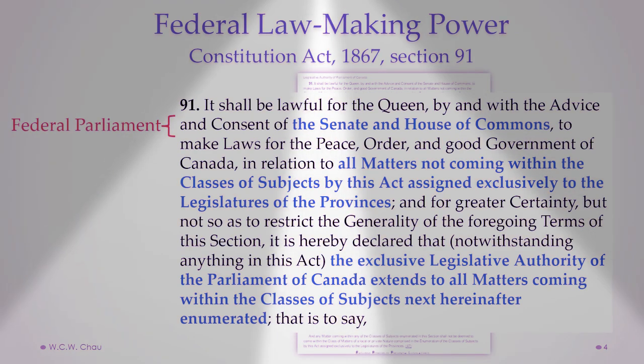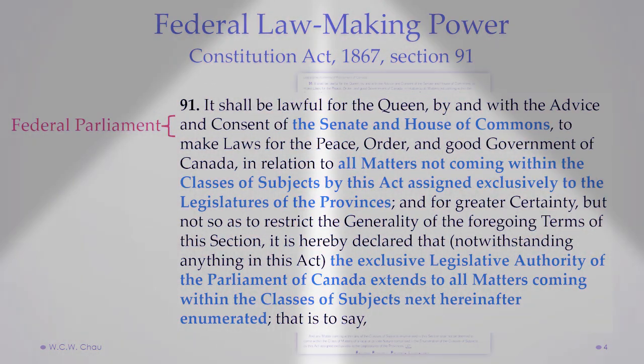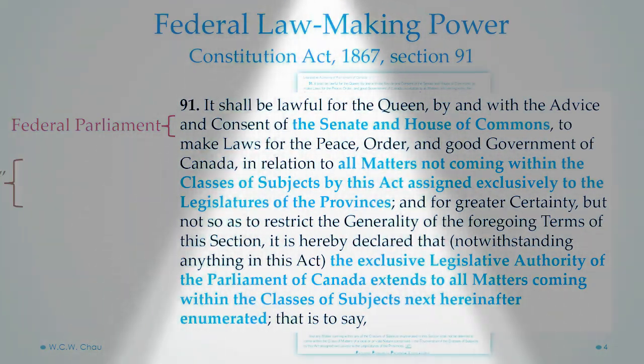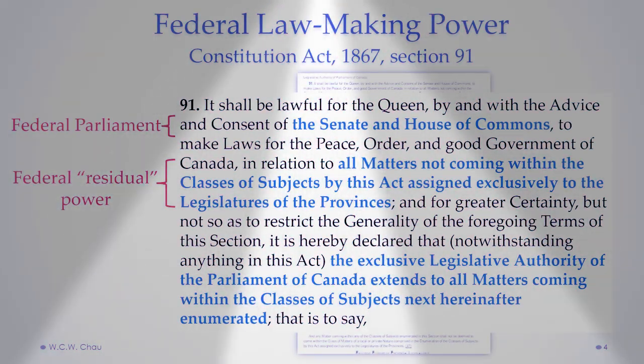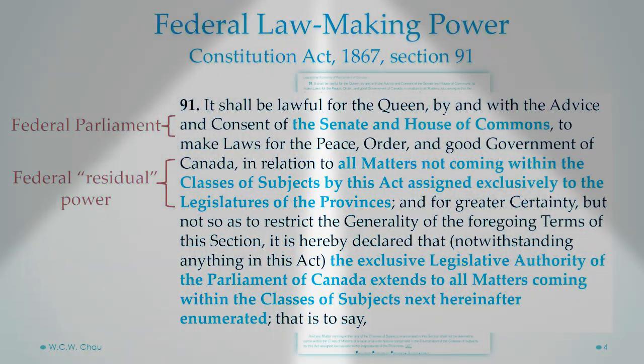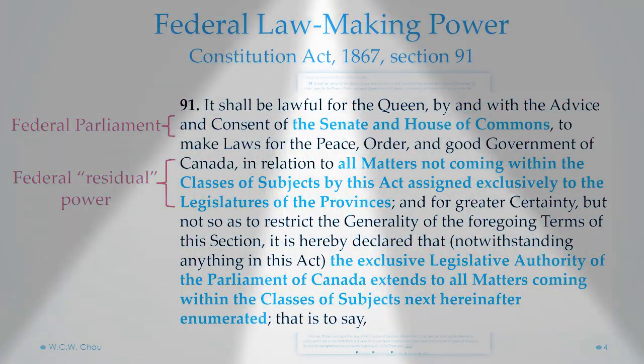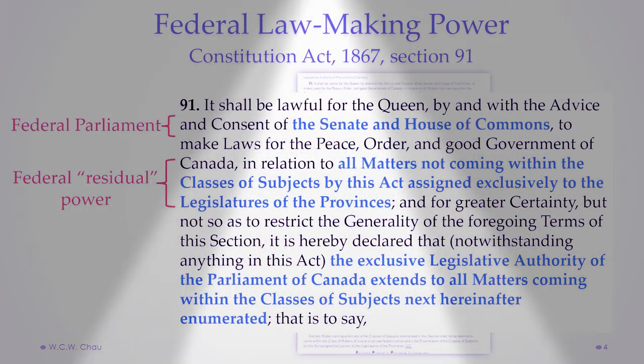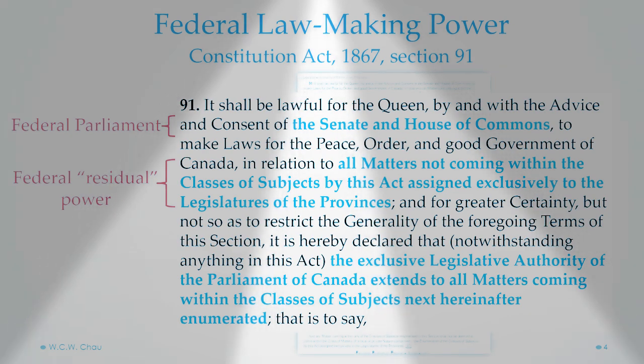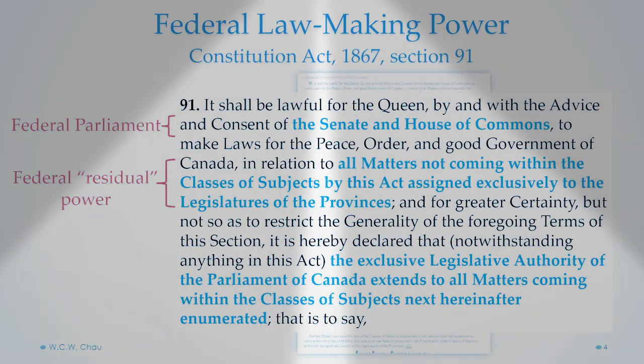And then it also says, all matters not coming within the classes of subjects by this act assigned exclusively to the legislatures of the provinces. What that is saying is that there's a list of powers given to the provinces, which is in sections 92 and 93. Anything that's not listed and given to the provinces, if there's a certain subject matter that is not assigned to the provinces, then it automatically belongs to the federal parliament. That power is commonly called the federal residual power. Residual means what's left over. So what's not listed belongs to the federal parliament.